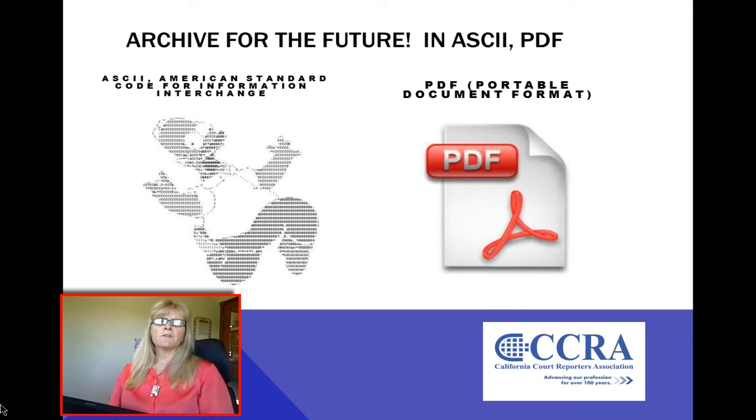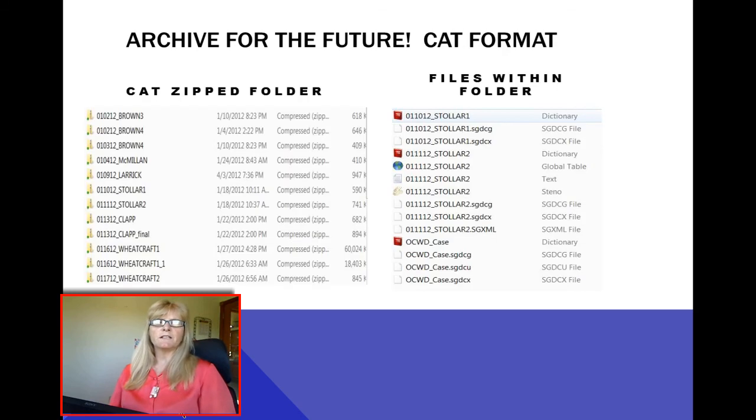So let's archive for the future in ASCII and PDF. ASCII, American Standard Code for Information Interchange, is a format that all of our CAT programs output to, so this is certainly one of the main and important formats you should be archiving in. PDF, Portable Document Format. I think all of us can agree that PDFs are becoming the standard in the legal field. Many of the courts throughout the country mandate PDF filings, as well as the PACER system. The official reporters are mandated to upload their transcripts in PDF format. So archive for the future in your CAT format.